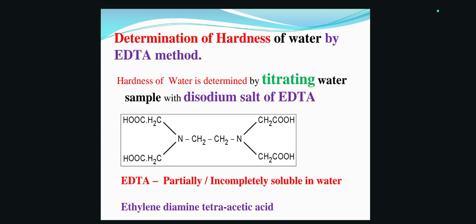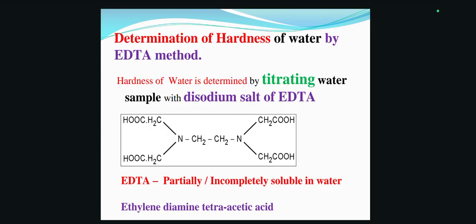So two chemicals. For water sample I am saying it is a chemical, and that water sample you have to titrate with salt of EDTA. Try to understand, salt of EDTA, and that is a disodium salt of EDTA. So one structure in front of you, that is the structure of EDTA, and long form of EDTA is ethylene diamine tetraacetic acid.